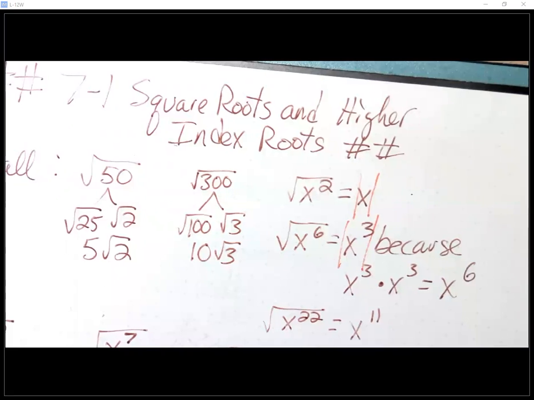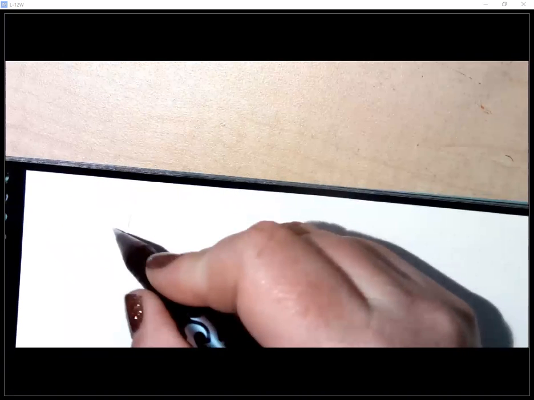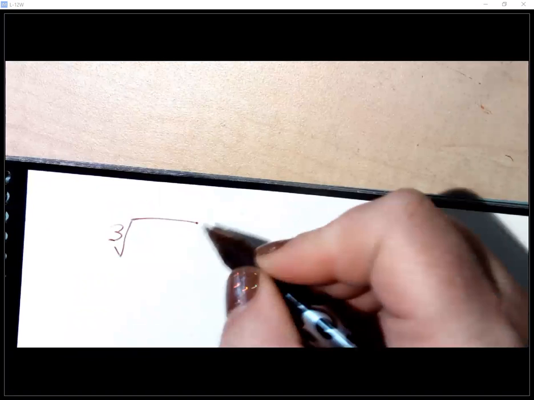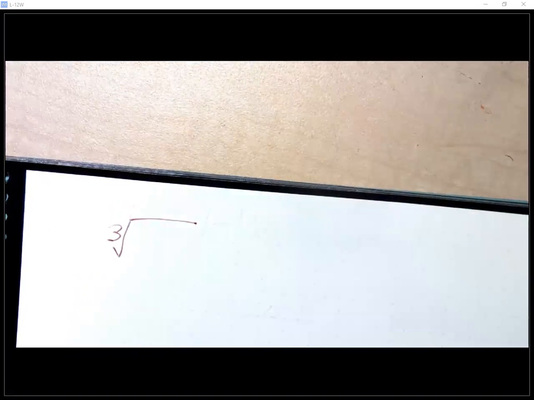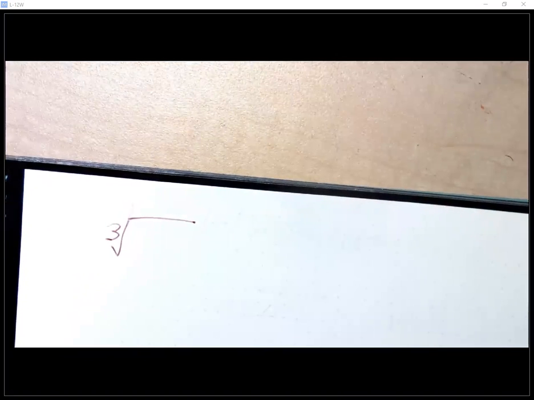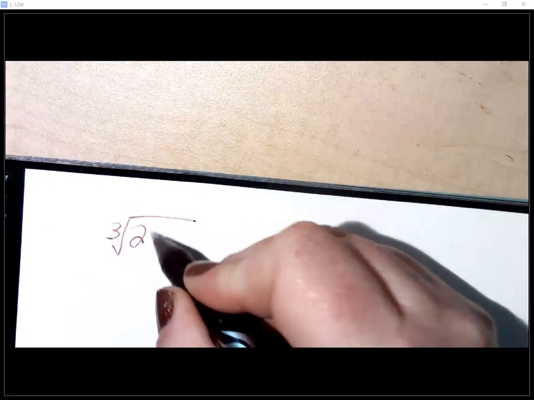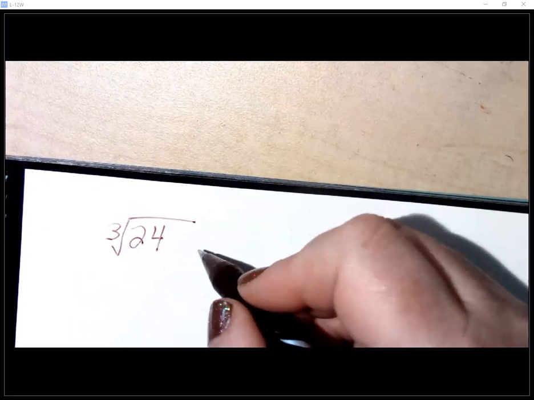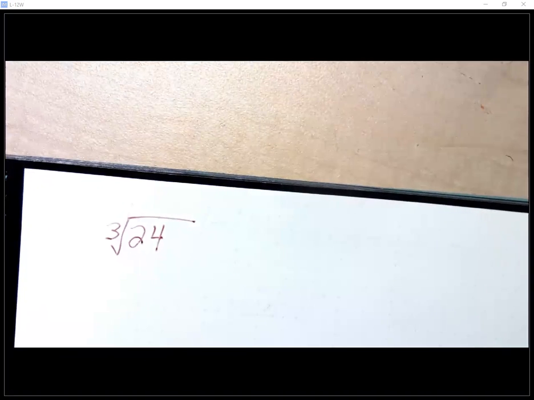Okay, so let's leave square roots behind for a moment. How do cube roots, fourth roots, fifth roots work? Well, basically the same way. You're just dealing with cubes instead, or whatever root you're at. So let's try a cube root. Let's do the cube root of 24. Actually, let's just simplify this as a number first.